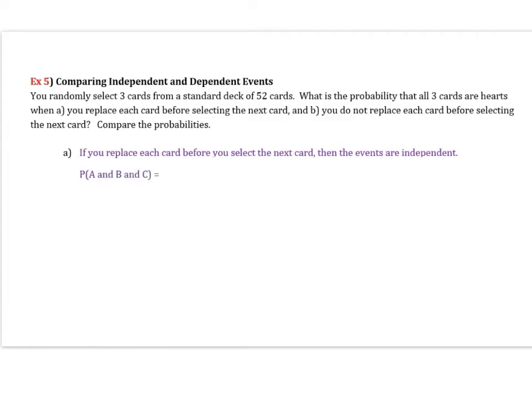So for the probability that A and B and C occur, we would multiply the probability of event A times the probability of event B times the probability of event C. There's 3 cards: 13 out of 52 times 13 out of 52 times 13 out of 52. And you're multiplying those 3 fractions because there are 3 cards randomly chosen out of a full deck of 52. So the probability that you pull 3 cards that are all hearts, well, there are 13 of each suit in a deck.